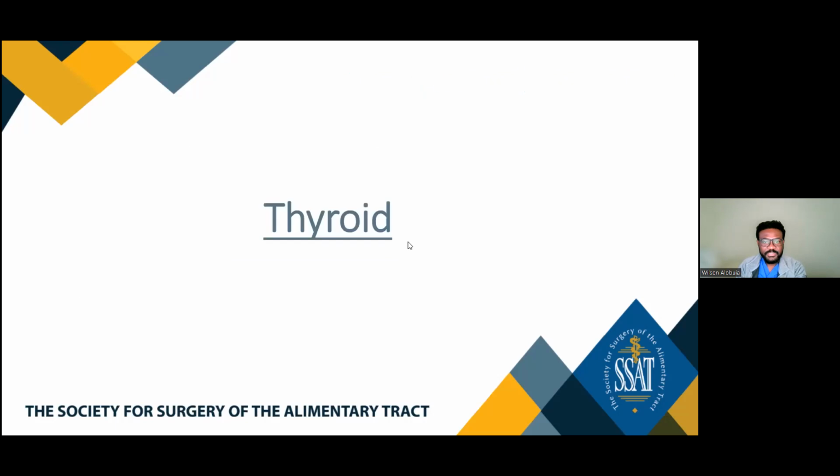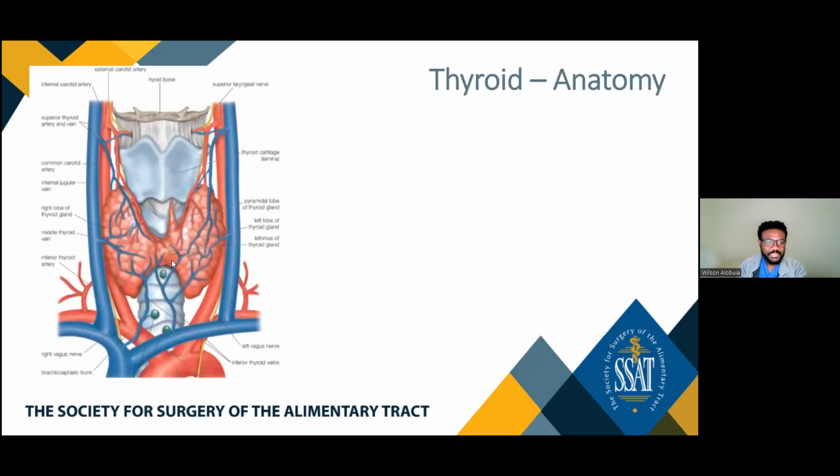We'll move on here to thyroid. So thyroid anatomy, a bilobed organ in the neck. The arterial supply of the superior part of the gland is usually from the external carotid artery. The inferior part of the gland gets its blood supply from the thyrocervical trunk, which comes off the subclavian. So that is a question on the ABSITE, the inferior thyroid artery and where it comes from.